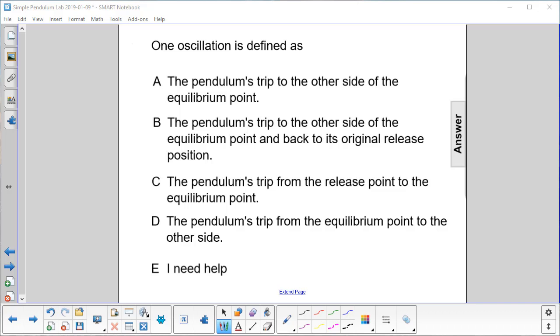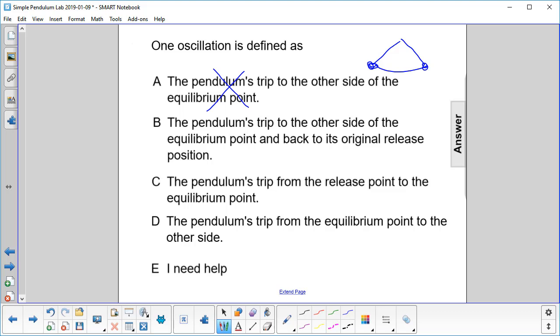One oscillation is defined as, the general definition is, wherever you start you have to finish there, going in the same direction. So let's look at these. The pendulum's trip to the other side of the equilibrium point. You start here, that means you go over to there. Well, you're finishing in a different place, so that's not good.